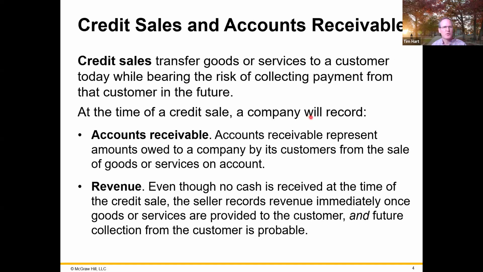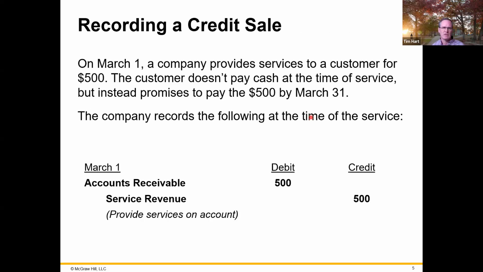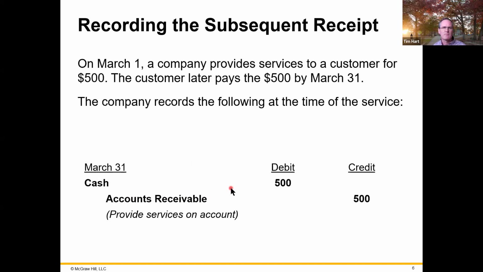So we've been recording these all along, pretty standard transactions. A credit sale: we sell something, creating the asset of account receivable that they owe us, and recognizing the revenue that we have earned for selling the good or service. So again, pretty standard, what we've been doing: account receivable, service revenue. We're good on this.